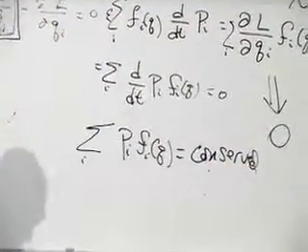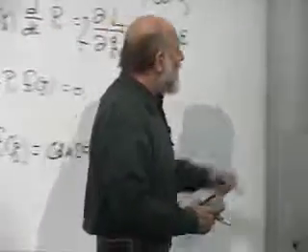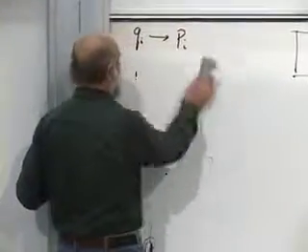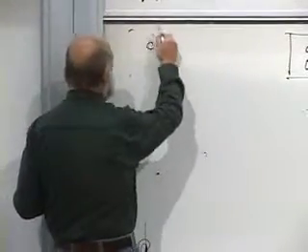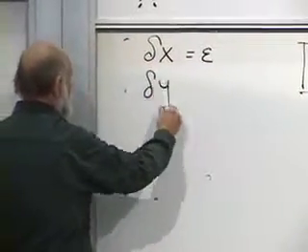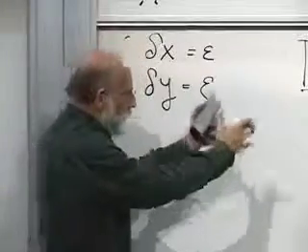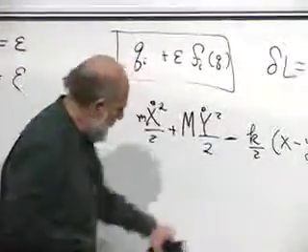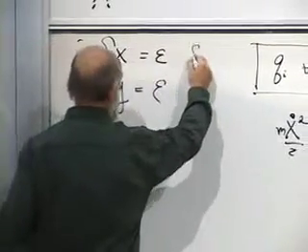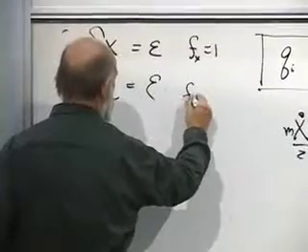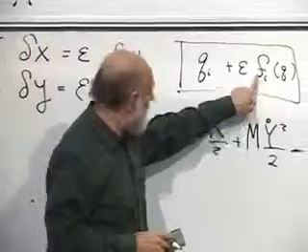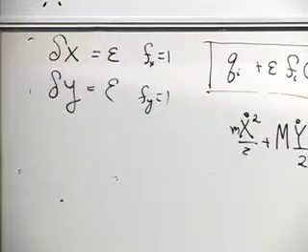Let's work out an example or two. Well, here's an example right here. First of all, delta x is equal to epsilon. Delta y is equal to epsilon. That's the common shift of both coordinates. All right? Well, that just says that f x is equal to 1 and f y is equal to 1. X just shifts by amount epsilon.